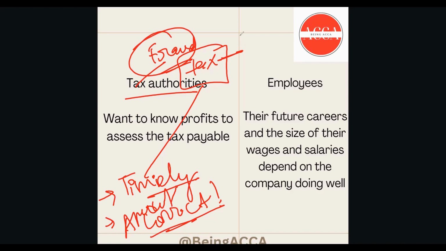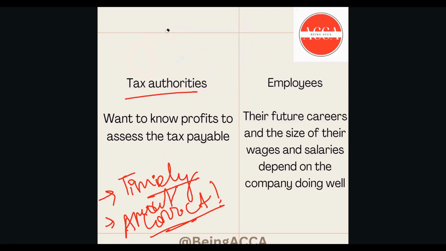The company might show that the profit is less, so that they have to pay less tax. So they will be seeing the financial position, and they will be scrutinizing if the profit is legitimate and the taxes are legitimately paid to the government. So that is the tax authorities.